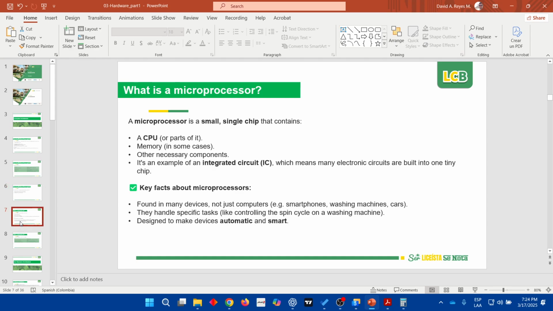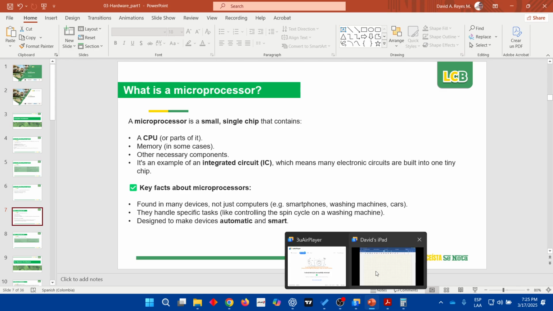Okay, next one. Now, what is a microprocessor? A microprocessor is a small single chip that contains a CPU or parts of it, memory in some cases, and other necessary components. The microprocessor is an example of an integrated circuit, the IC, which means many electronic circuits are built into one tiny chip.